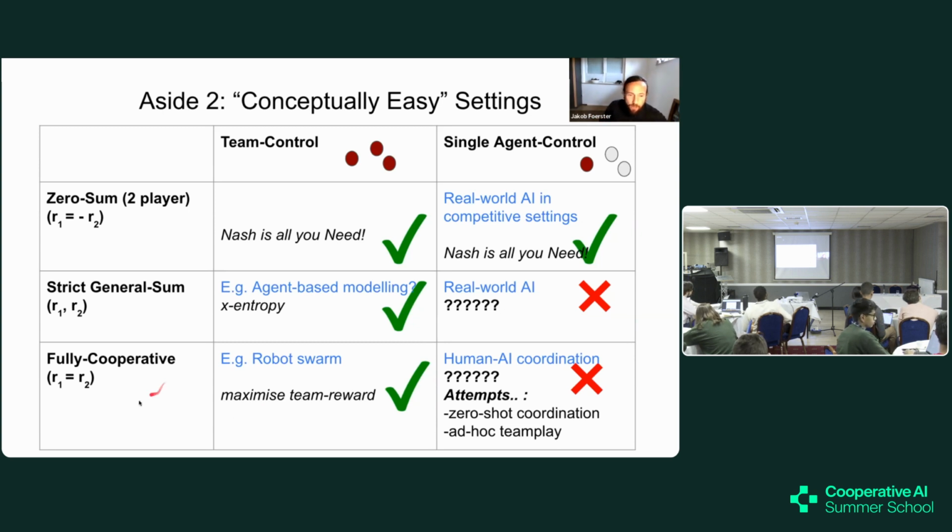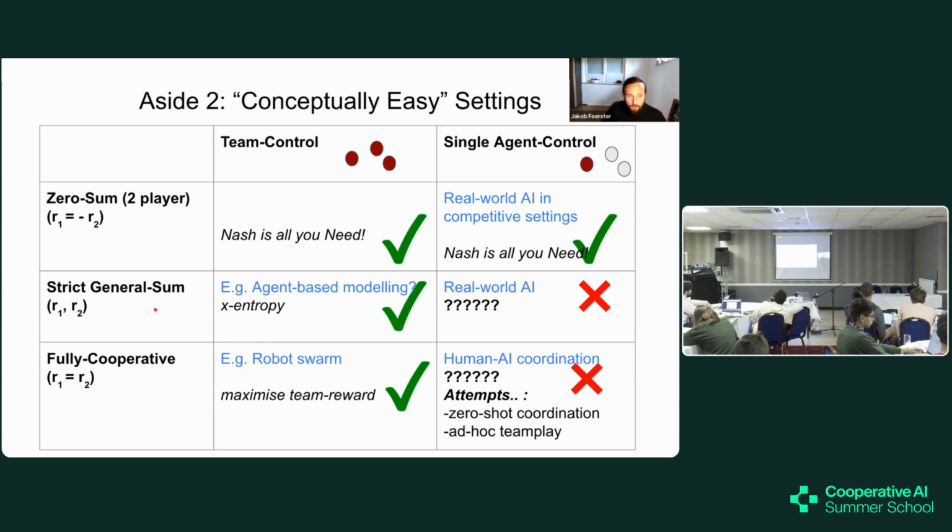However, what happens if we're in a fully cooperative case and I can only control a single agent? This is obviously relevant if I have human-AI coordination, like we just had. I have the AI translation system cooperating with the human users who want to translate. And that's really hard, right? Because already, I have to ask, well, what team am I playing with at test time? What assumptions do I make about that team of agents? There have been attempts to formalize this, called zero-shot coordination, ad hoc team play, and similar. But it's really a hard problem to specify what we'd even like to obtain.